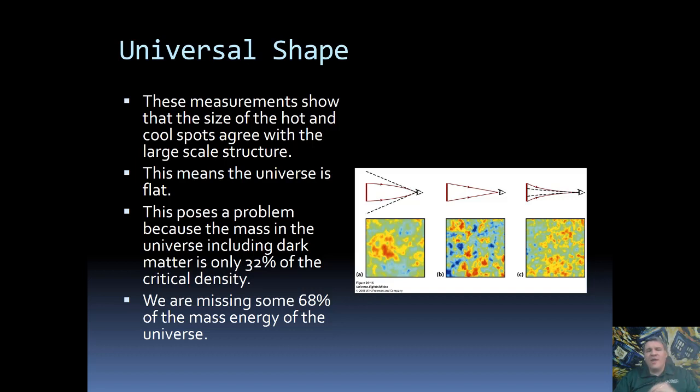But when we go out and add up all the stuff that we know about in the universe, all matter, including normal matter as well as dark matter, and we add up all the light and all the energy and everything, we end up with 32% of what's necessary. That means that 68% of the universe is actually missing.